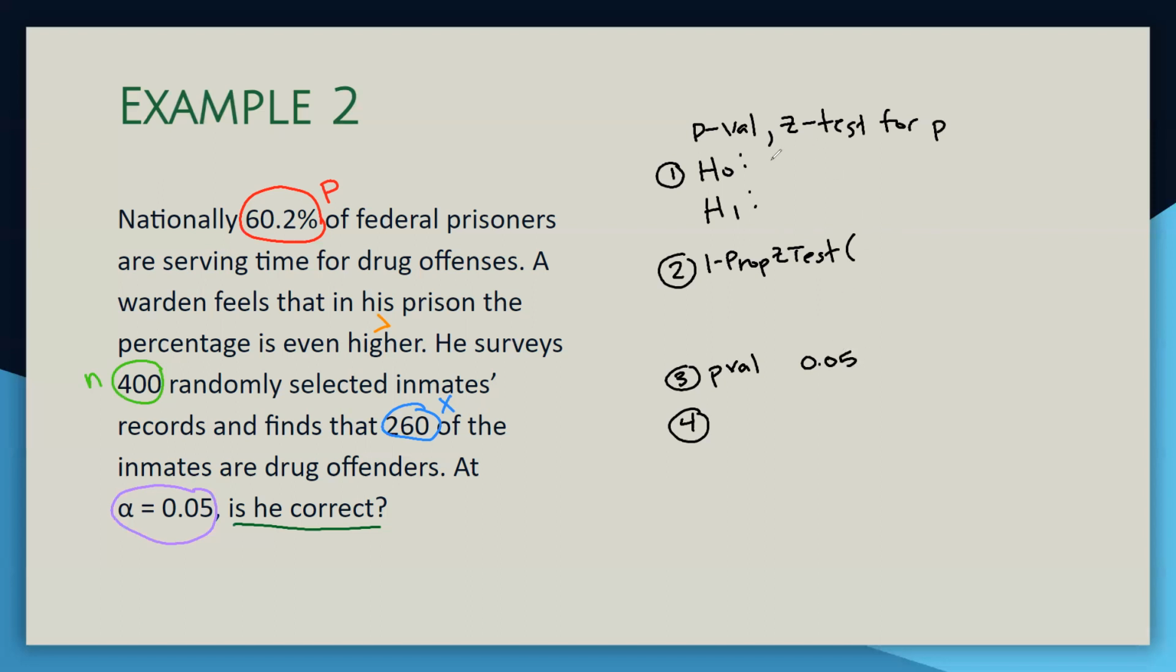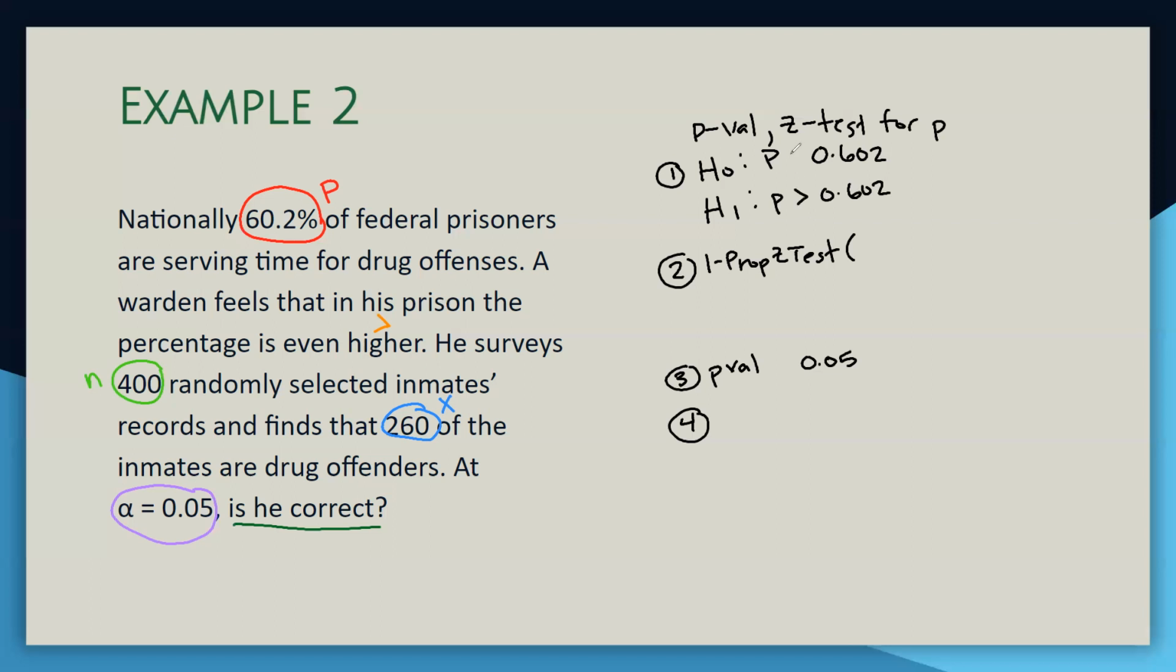Okay, so we'll start with our hypotheses. Claim about proportion, need p. Our claimed proportion is 0.602. And we're told that he claims that the percentage in his prison is even higher. So that's a greater than.